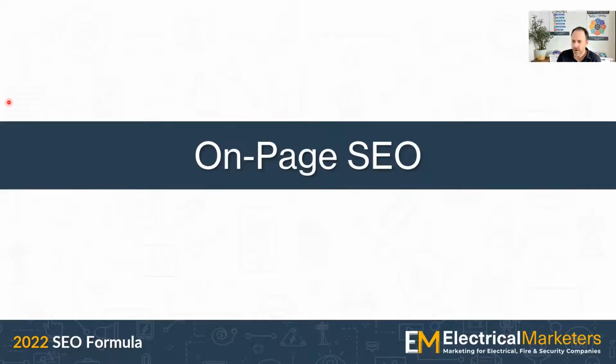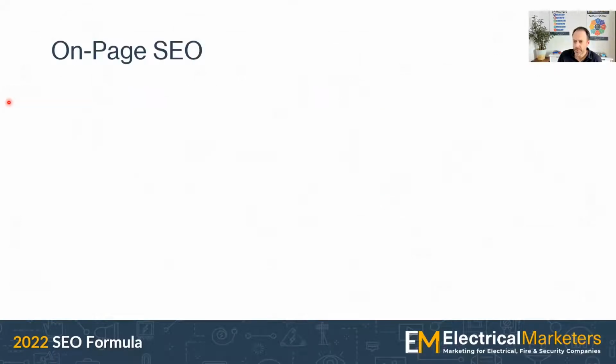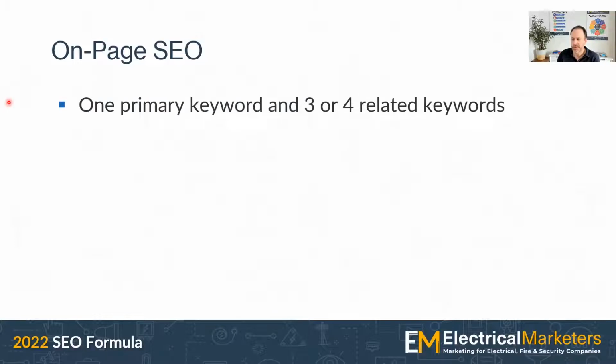Now, when we're looking at how we're going to get a company to rank well, for each page on the website, we're picking one primary keyword and up to 3 or 4 related ones.